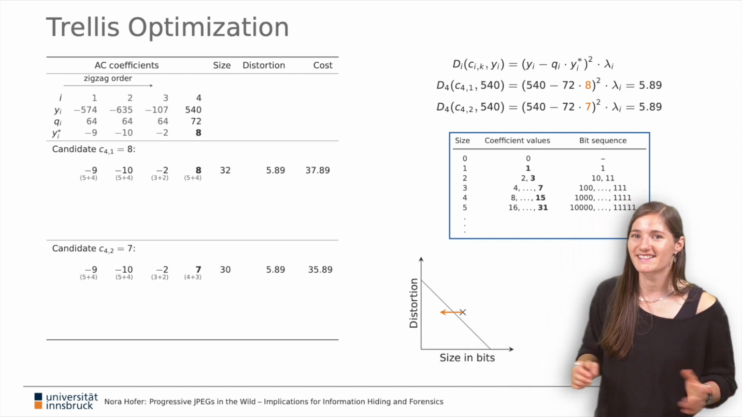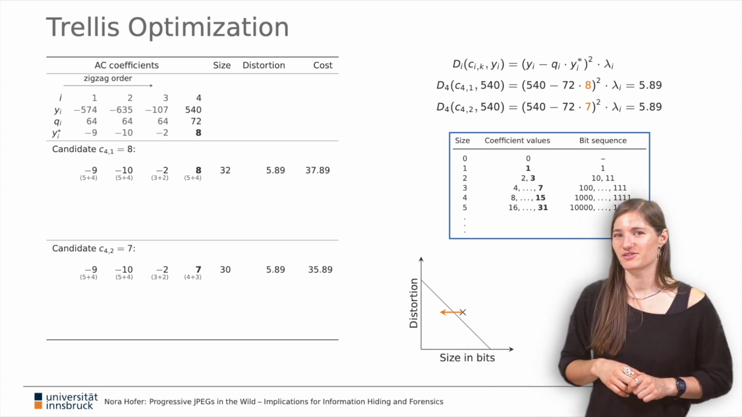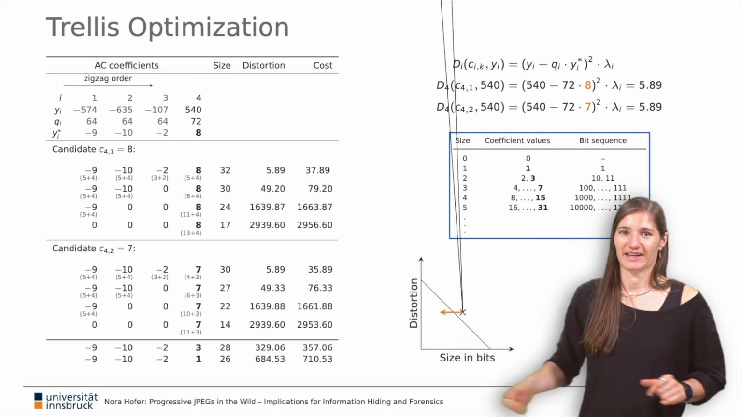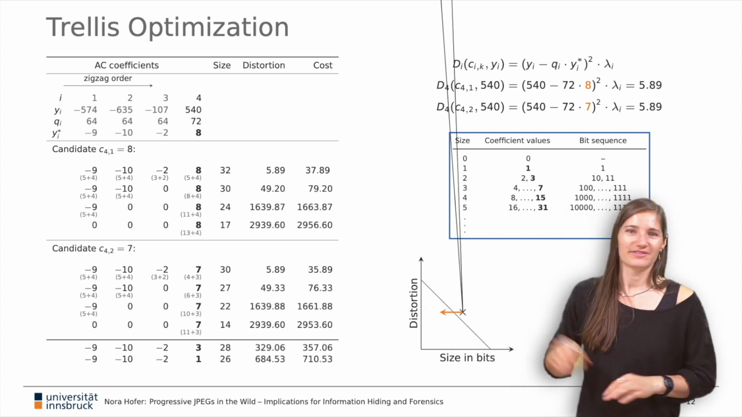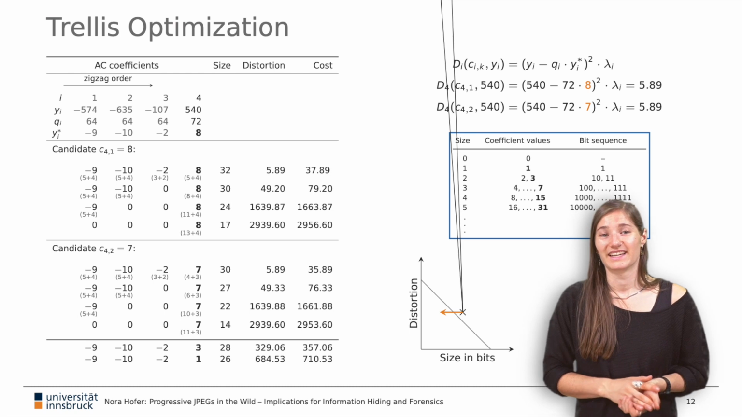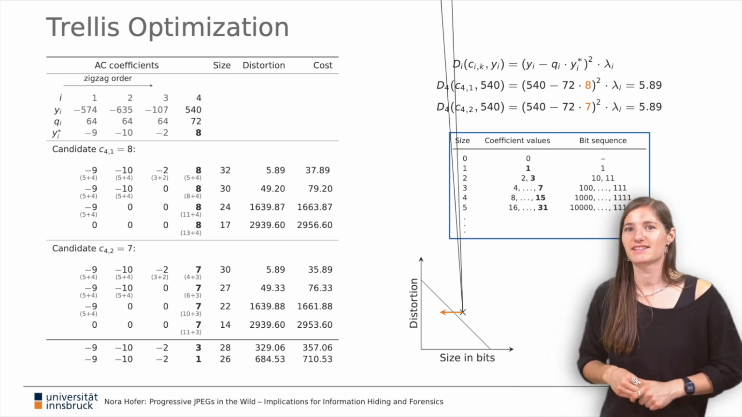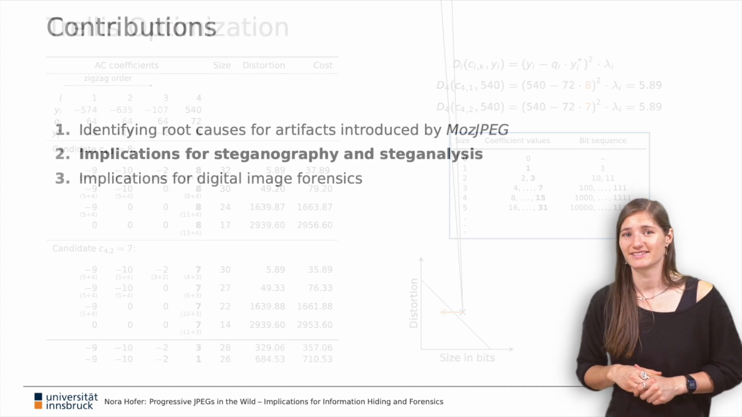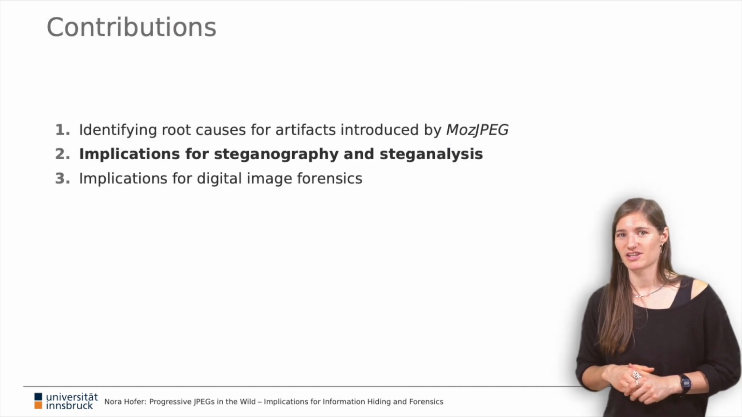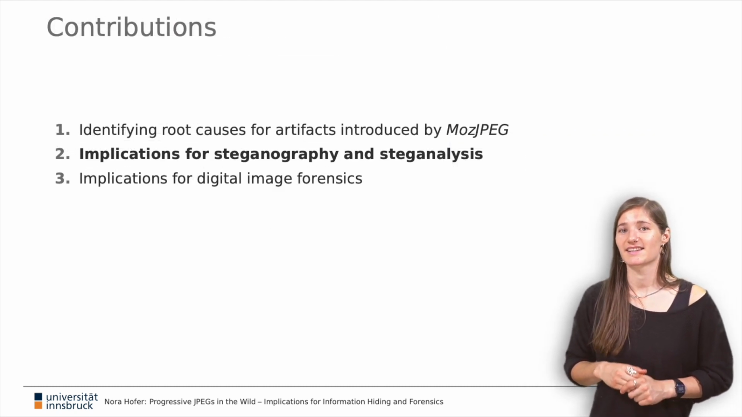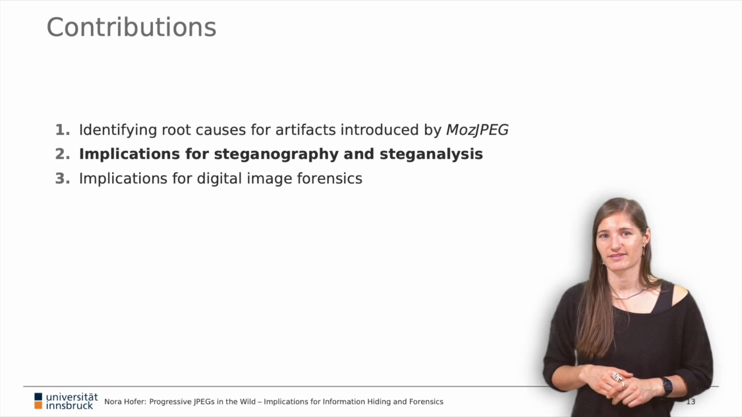For completeness, let's see the case of the other 2 candidates. Well, okay, here the distortion gets too high, let's not do that. Internally, MozJPEG performs all these comparisons and backtracks to the best solution found. Now, as we know how MozJPEG works, let's discuss how it affects our fields of interest.